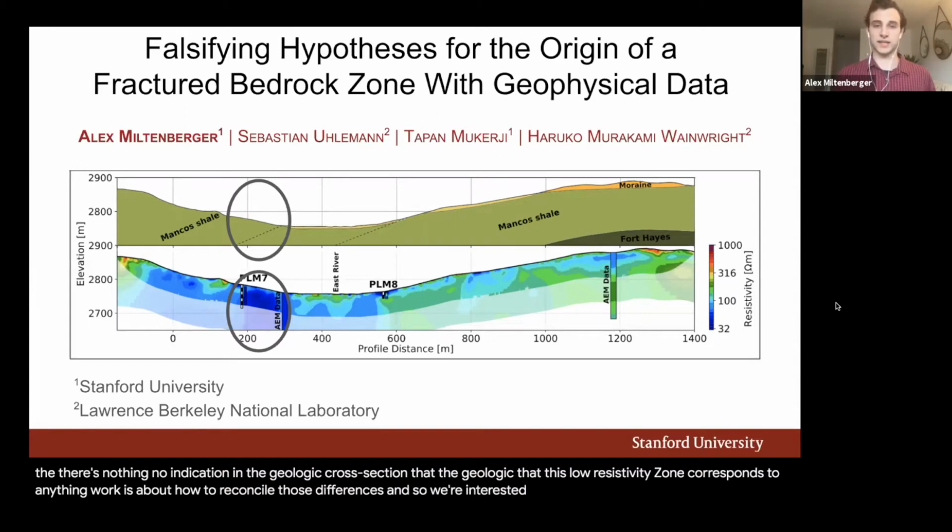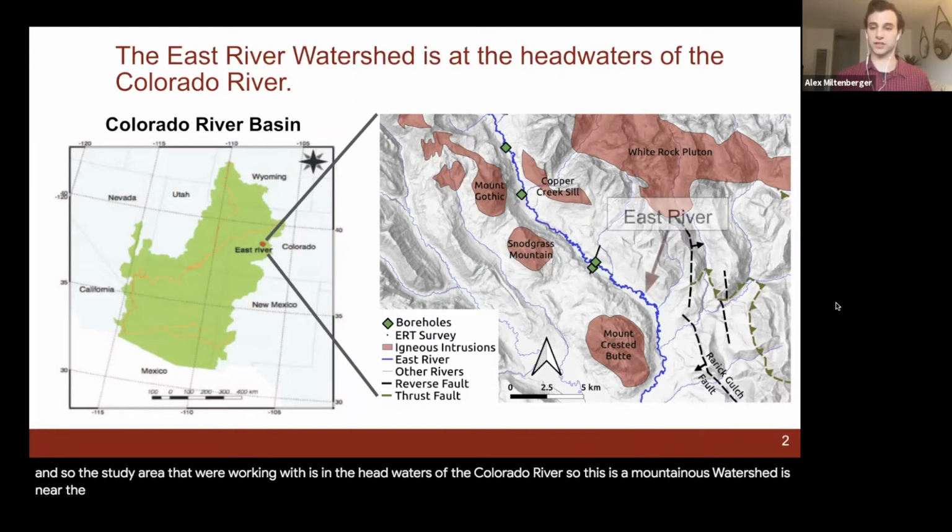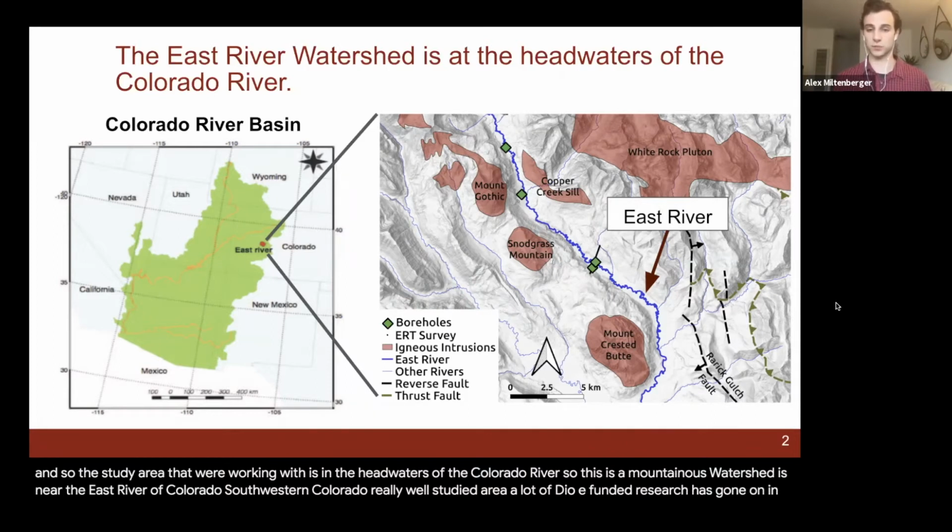We're interested in a fractured bedrock zone and ERT data. And so the study area that we're working with is in the headwaters of the Colorado River. So this is a mountainous watershed near the East River of Colorado, southwestern Colorado. Really well-studied area. A lot of DOE funded research has gone on in this watershed.